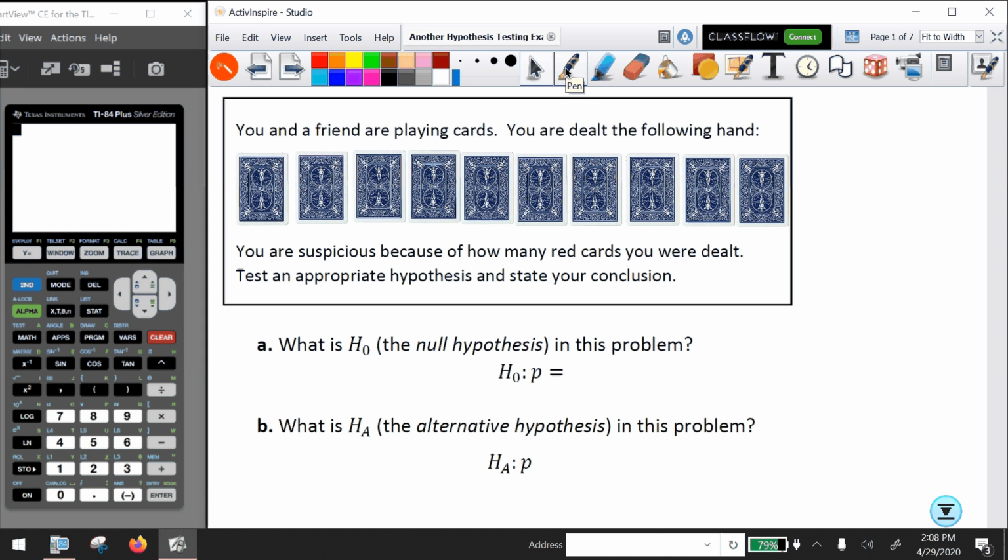In this video, we're going to do another example of hypothesis testing. And I'm also going to upload a PDF of this problem unanswered that you can take a look at before watching the video if you want to try it on your own first.